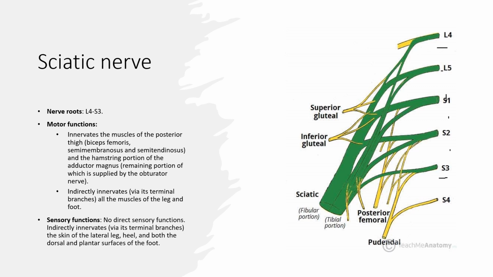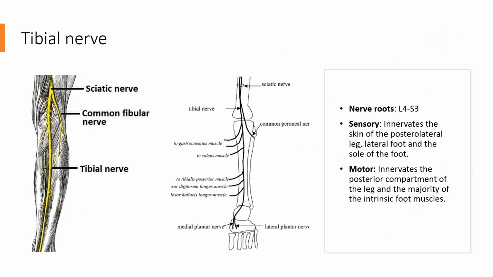Okay, now let us talk about the tibial nerve. The tibial nerve is also one of the branches of the sciatic nerve. The sciatic nerve bifurcates into two nerves, the tibial nerve and the common peroneal nerve, at the popliteal fossa. As you can see in this diagram, this is the sciatic nerve, and it bifurcates into the tibial nerve and the common peroneal nerve.